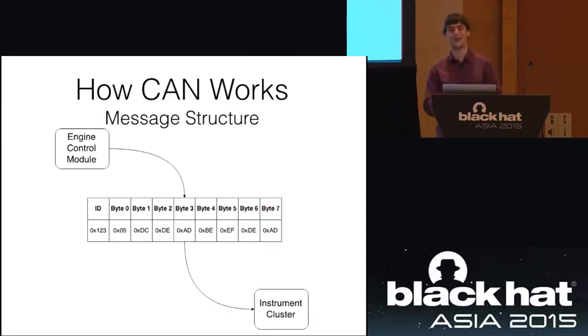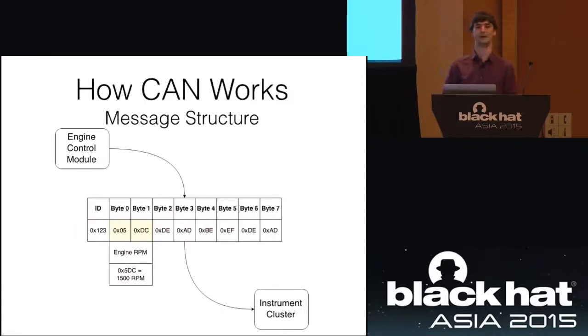So let's take a look at how messages move around on CAN. We have an engine control module in this somewhat contrived example, but this is really how it works. I've just changed the numbers. The engine control module will send a frame, and it will be received by everybody on the bus. In this case, it will be received by an instrument cluster. And what I mean by instrument cluster is that panel of gauges that you look at while you're driving. And in this example, we are going to decode the first 2 bytes as the engine RPM.